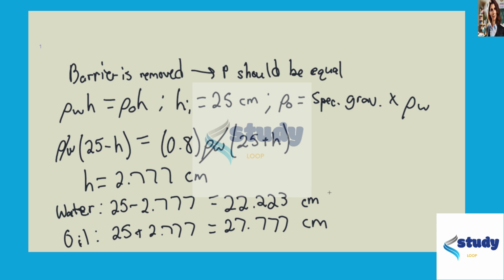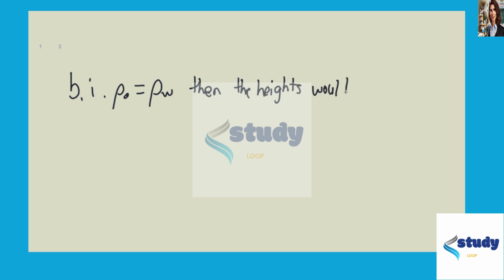Now the question is asking if the density of the oil. B1 says if the density of the oil were the same as the density of the water, then of course the heights of both of these liquids would be equal. And this is only because the pressure is equal on either side.